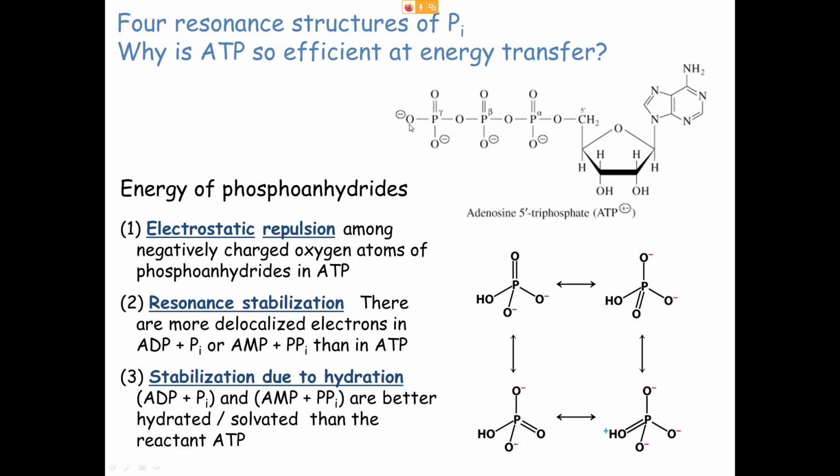Number one, the charges are now farther away from each other. Okay, so these charges on the phosphate that leaves are farther away from the ones that remain. They're not next to each other anymore. So that's favorable. Taking like charges and moving them farther apart is a favorable thing to do. Okay, so electrostatic repulsion is great.